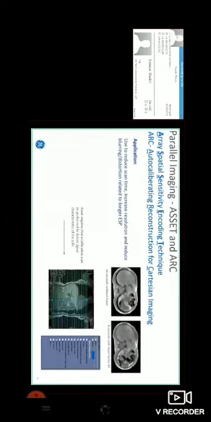Keep in mind that if you are using any parallel imaging technique, if you increase the acceleration factor, you are reducing your SNR.